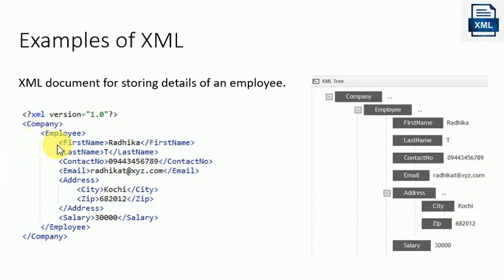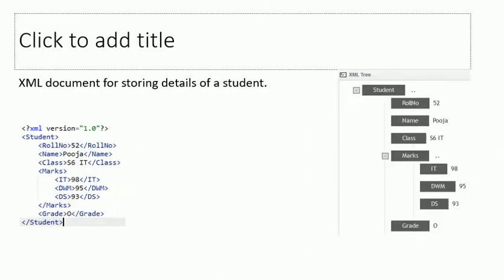And first name is a child of employee. First name, last name are siblings, just like city, zip, etc. Towards the right, we have the XML tree-like structure for the employee document. Now here is another example of an XML document that stores student details such as his roll number, name, class, the marks he has scored, etc.